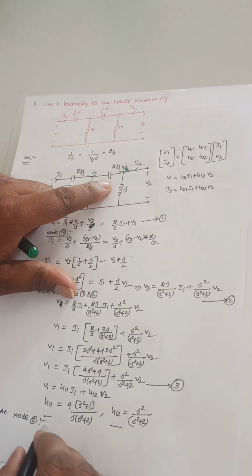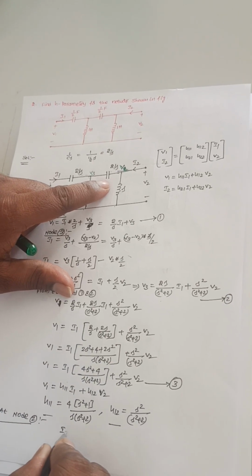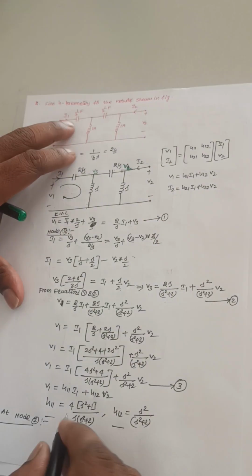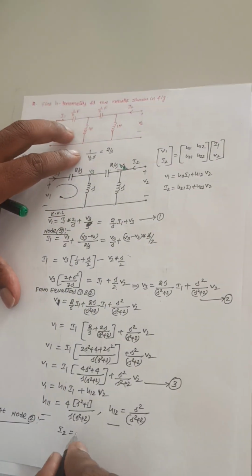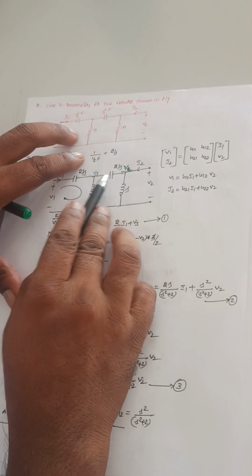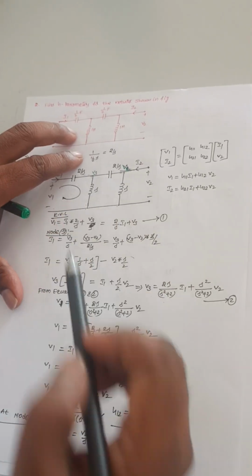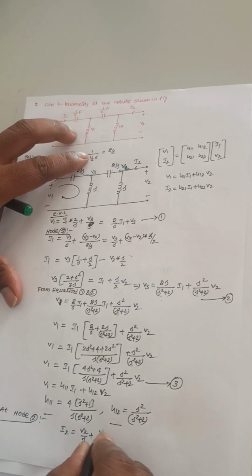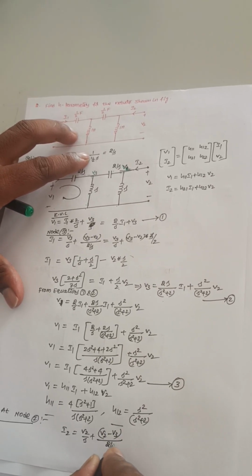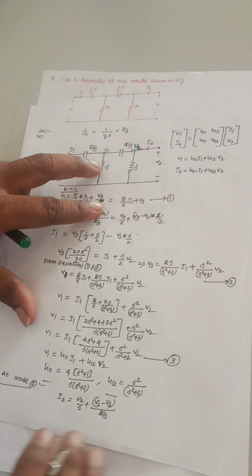So if I write the nodal analysis, I2 is equal to this current plus this current. This current is V2 by S. This current is the potential difference across this one, V2 minus V3 divided by 2 by S. So this is the equation now.